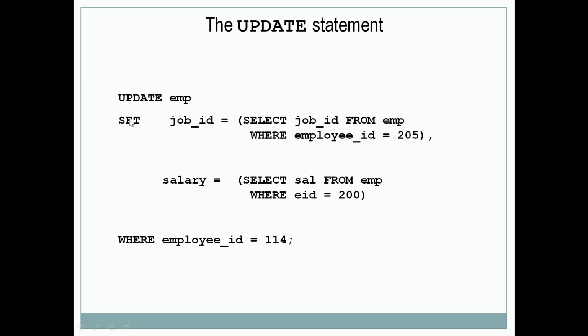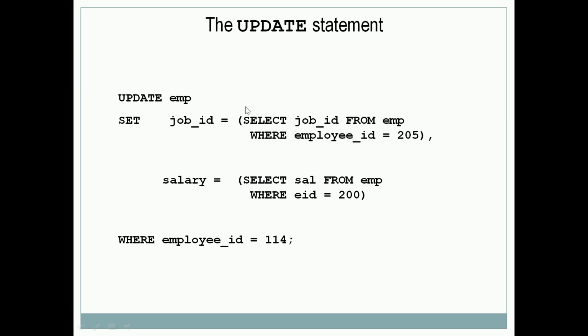So what is our syntax? Update T1, set, update table name, set column name equal to some value, comma, column 2 some values, comma, column 3 some values, and then filtering means which rows we want to update. We want to update only those rows whose employee ID is 114.